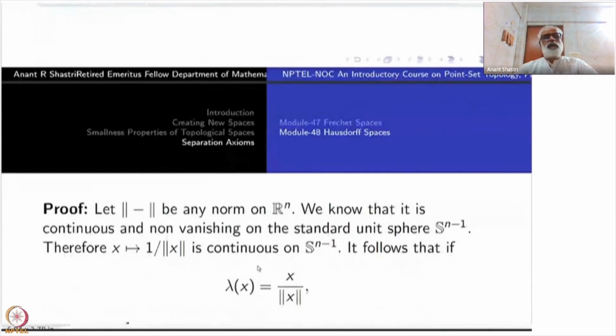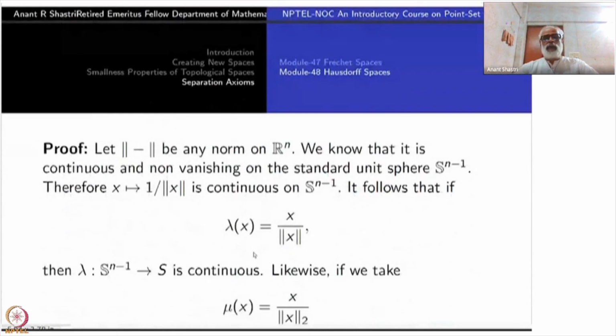However, let us just go through the proof carefully. What is finally involved in it? Fix any arbitrary norm on Rn. We know that it is continuous and non-vanishing on the standard unit sphere Sn minus 1. The norm is a function into R plus, actually. Restricted to Sn minus 1, we already established that it's continuous. Now, what do I mean by continuous? I can take the standard L2 norm on Rn. With respect to that, this function, which is a norm on Rn, is also continuous. This is what we have seen. In particular, on the sphere, it is non-vanishing. Therefore, 1 by norm x is also continuous.